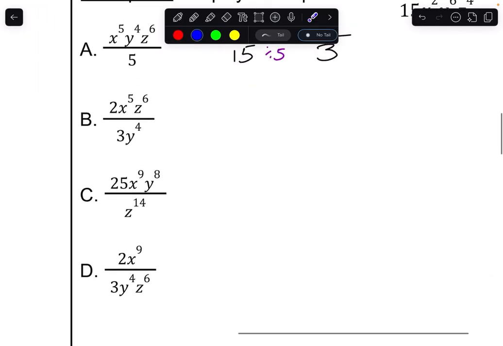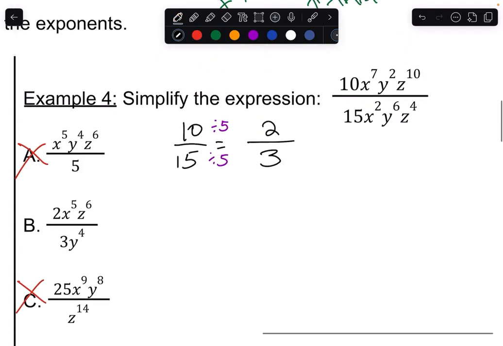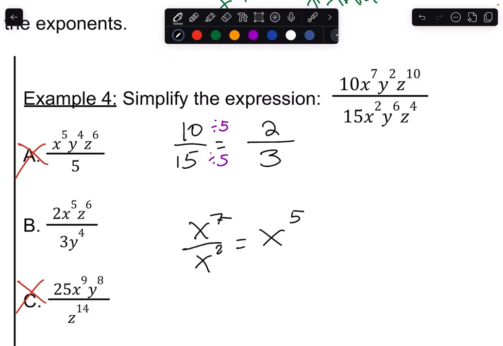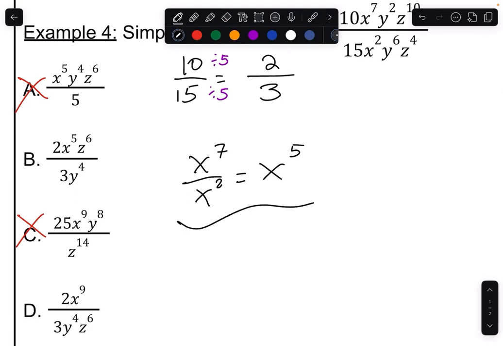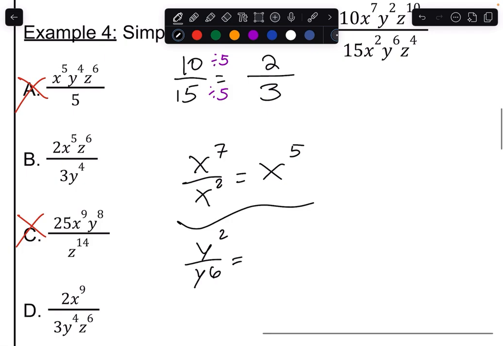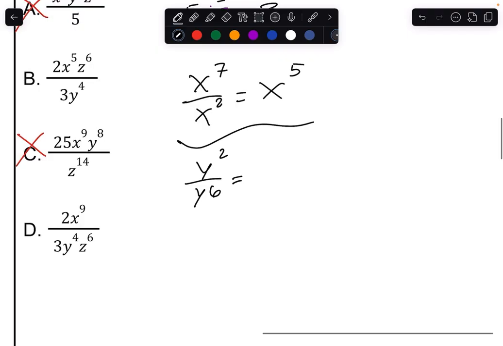So now we're left with between B or D. Do the same idea with the x's. 7 x's on top, 2 on bottom. You have 5 left over. You can also, in that case, just subtract. That's fine. Be careful when you do your subtraction rule, though, because, whoa, if we did this, you would have -4, which is still mathematically accurate.